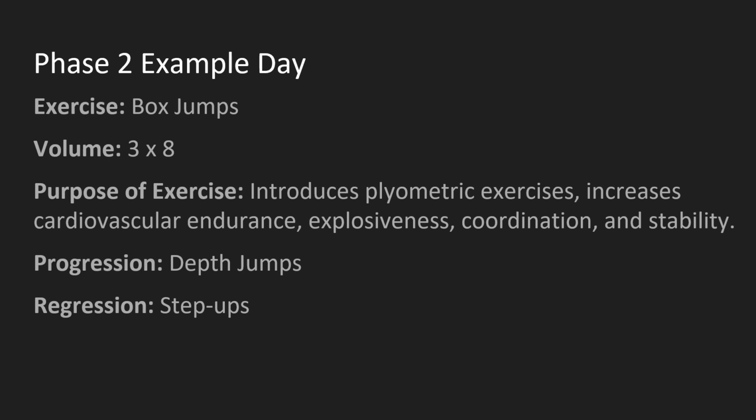Next, we have box jumps. This introduces plyometrics into the rehab protocol. It's also going to increase cardiovascular endurance because it's a more cardiovascularly intense exercise. It's going to help us with explosiveness for jumping and dunking perhaps, or just regular shooting and blocking within basketball close to the net. And then in addition to coordination and stability, a progression can be depth jumps, and then regression is simple step-ups.